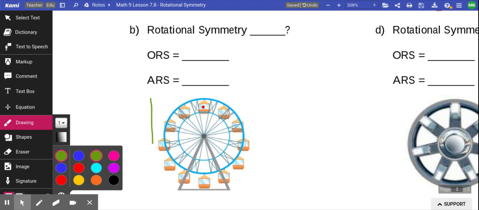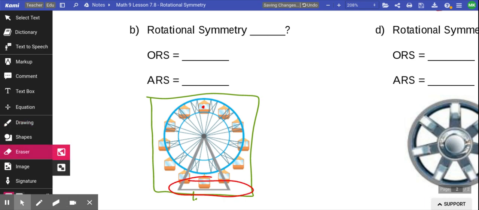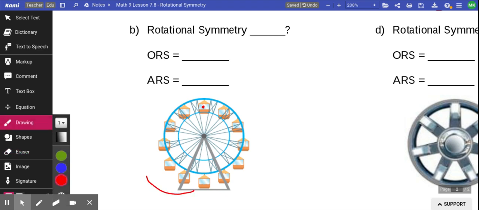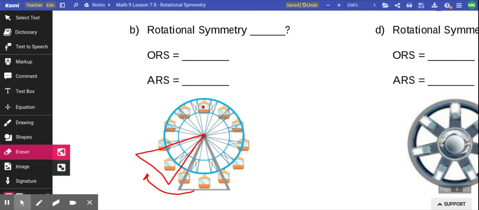However, we're not rotating just the wheel, we're rotating the entire image. And if I was to rotate this entire image, then that means the bottom, the stand down here, would look mightily different, right? This triangle would rotate up here. So now I have a triangle that looks like this. And it's not in the same spot, and that image does not look the same. So this technically, in my opinion, has no rotational symmetry.